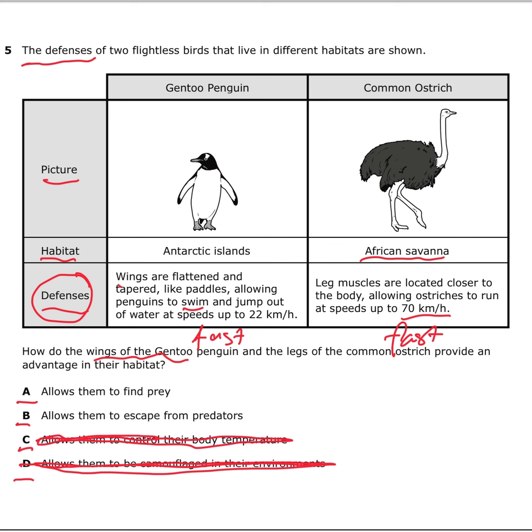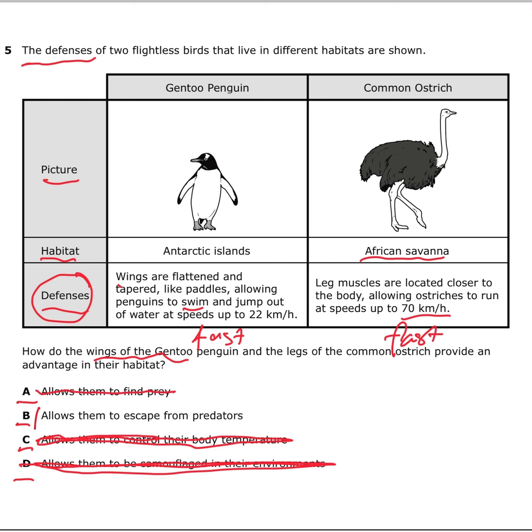So there are two options, allows them to find prey and allows them to escape from predators. A doesn't make any sense because finding prey requires some other characteristics as well, like maybe smelling or finding their path. But running fast or moving fast out of water cannot really help them to find their prey. If it said catch their prey, then I would think about it. But finding prey is something different, and I will eliminate this one too.